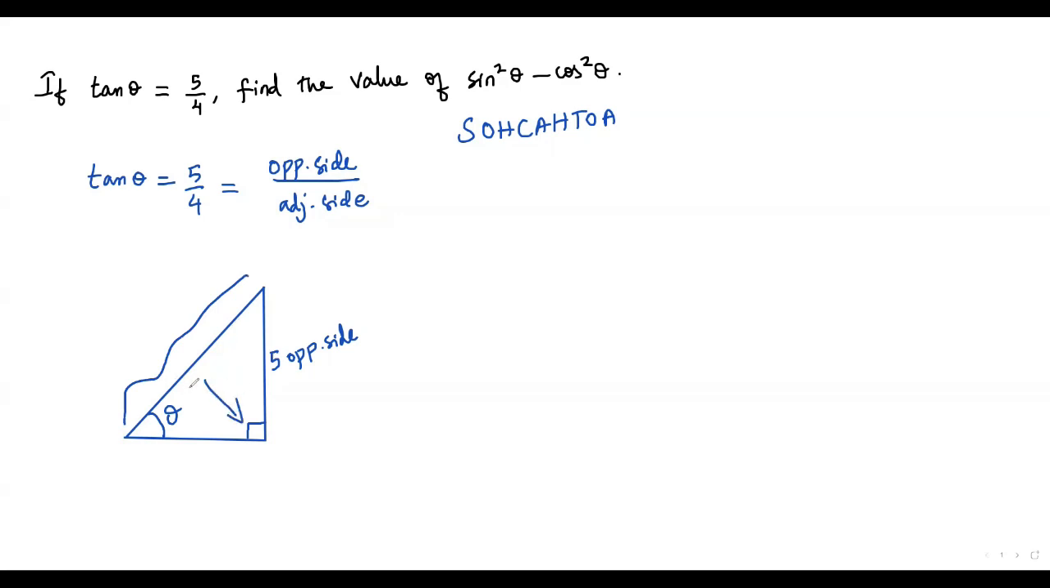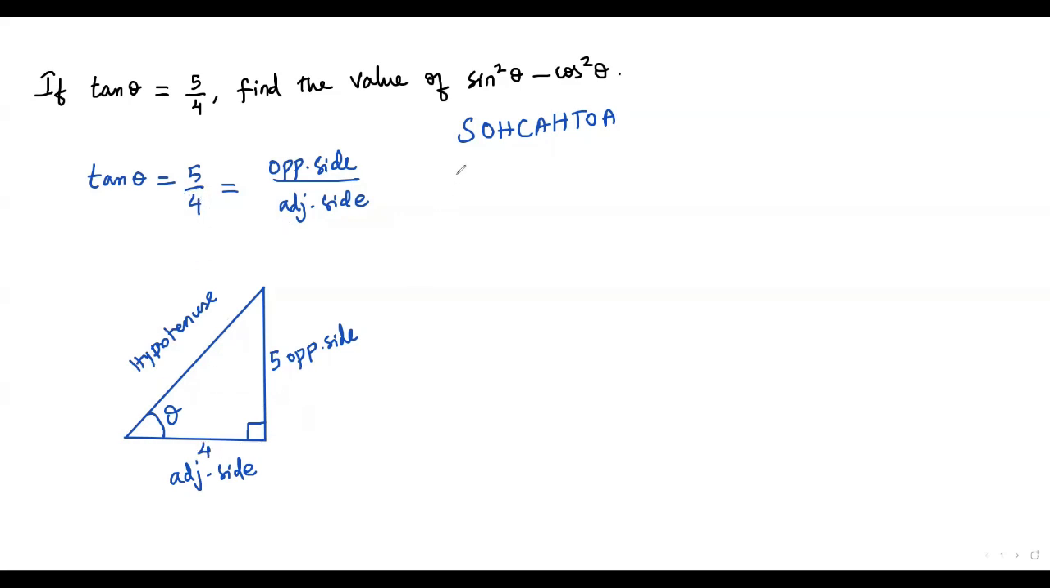And always the side which is opposite to the right angle is called the hypotenuse. Let me write it over here, hypotenuse. And the third side is called the adjacent side. Let me write it over here. And from the given information, the denominator 4 over here corresponds to the adjacent side. So we can consider this 4 as the length of the adjacent side.